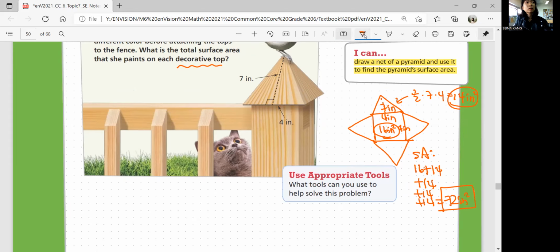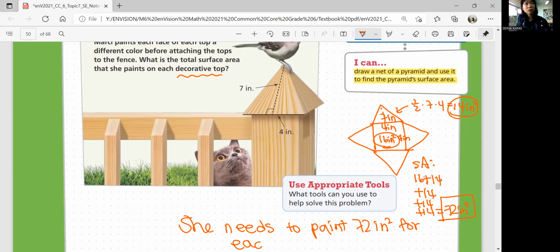Let's just write it. She needs to paint 72 inches squared for each decorative top.